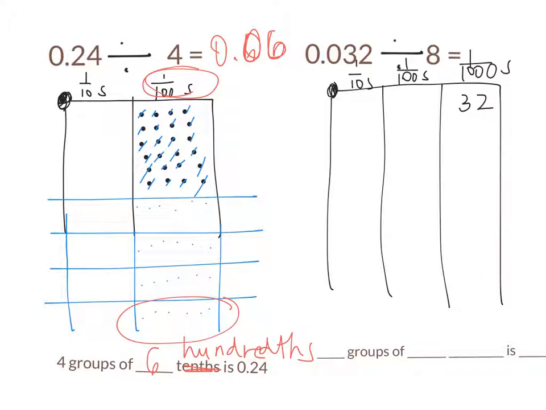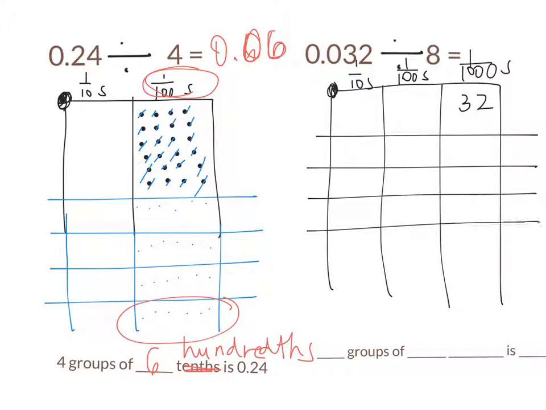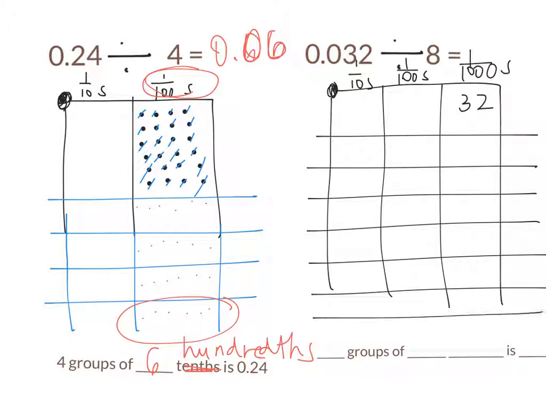Okay, now I still have to draw 8 groups. So there's 1 group, 2 groups, 3, 4, 5, 6, 7, 8. Okay, do I have 8 groups? Yep, I have 8 groups.